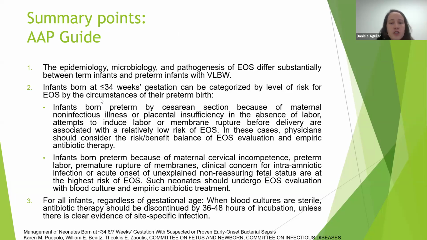So as a take-home message, when in doubt, you can check the AAP guidelines about early onset sepsis in neonates. And these are the summary points. The epidemiology, microbiology, and pathogenesis of early onset sepsis differ substantially between term infants and preterm infants with very low birth weight. Infants born at 34 weeks or below gestational age can be categorized by level of risk for early onset sepsis by the circumstances of their preterm birth.